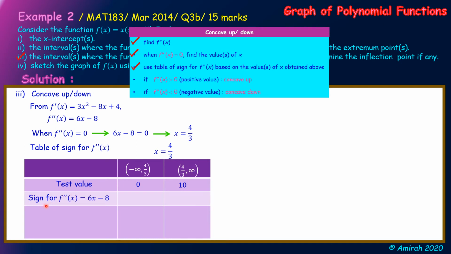Then the sign for f double prime x. When we substitute 0 into f double prime x, we get negative 8. But we just consider the sign, so we can put a negative sign here. And then substitute x equals 10 into f double prime x, so we get a positive value. But we just put a positive sign here. So after we find the sign for f double prime, we can find the concavity.